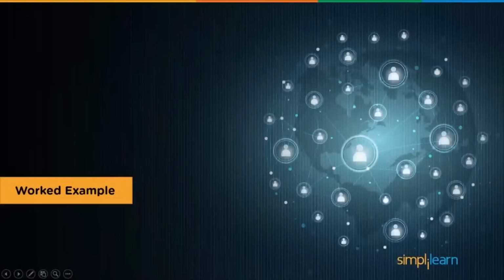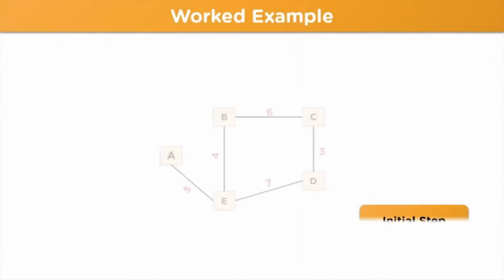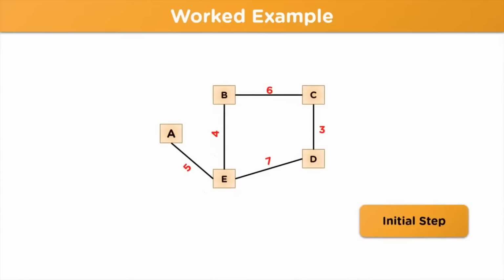Now let's solve an actual example on the routing protocol to clear all our doubts and understand the key points. The example we will be taking to solve is this network model. The initial step to start solving the network model using the distance vector routing protocol is to make a routing table for each of the nodes. Let's make the routing table for node A.